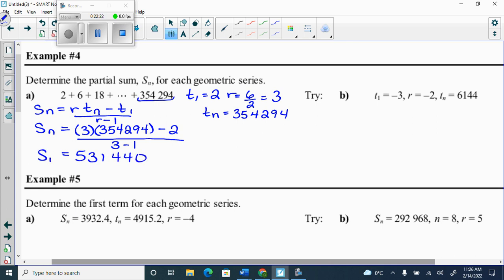I have got 531,440. I have 2 agreements, which means I'm completely correct, and I will move on.